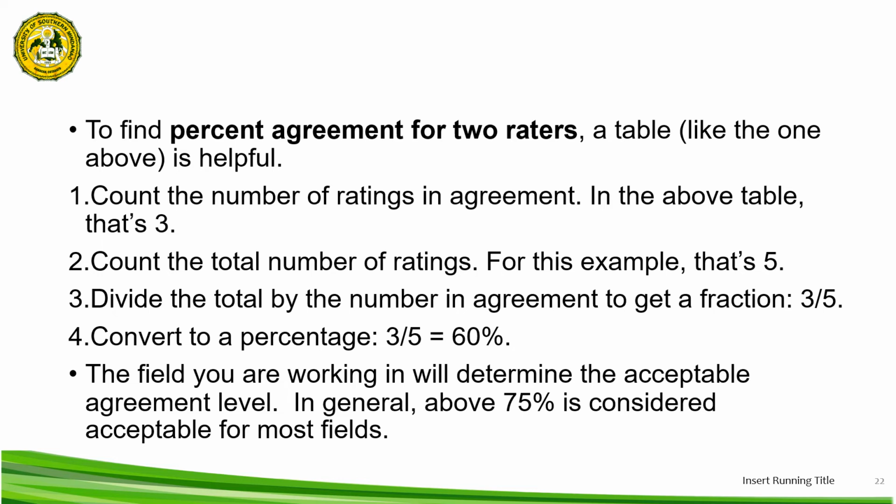The field you are working in will determine the acceptable agreement level. In general, above 75% is considered acceptable for most fields. If it's a sports competition, you might accept a 60% rater agreement to decide a winner. However, if you're looking at data from cancer specialists deciding on a course of treatment, you'll want a much higher agreement, like above 90%.